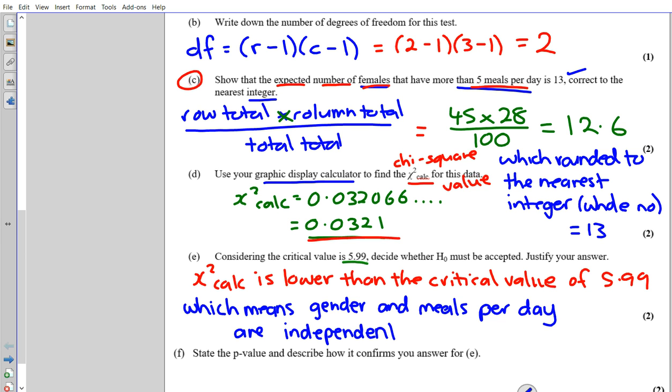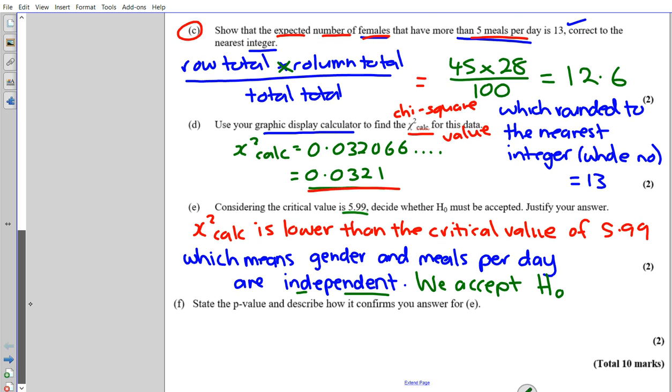Which means we accept the null hypothesis, because the null hypothesis, remember at the top, says that they're independent. So we accept H0, which says that they're independent. So we've justified our answer, 2 marks there. And we've said the reason why they're independent is because the chi-squared value of 0.0321 is lower than the critical value. Now remember I told you keep an eye on the p-value because you might need it. State the p-value and describe how it confirms your answer for E.